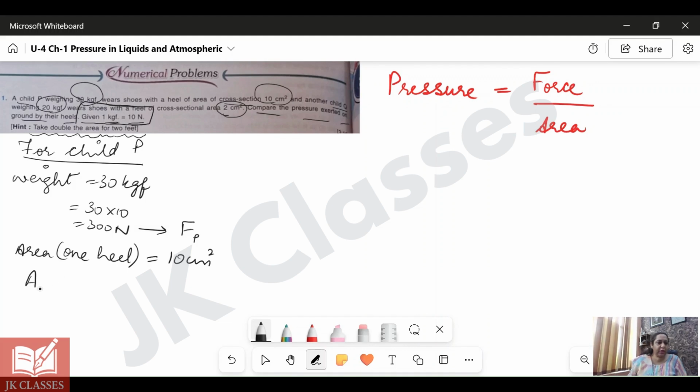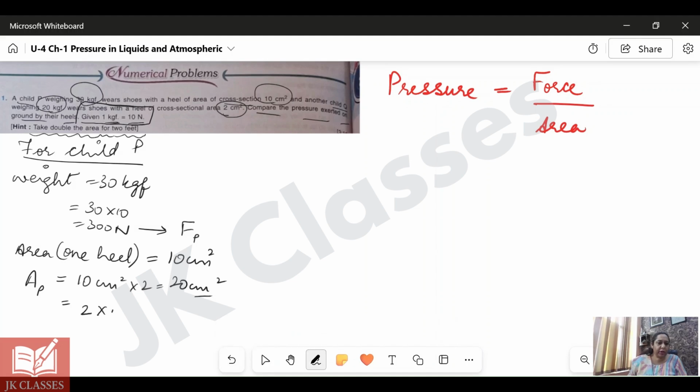We have to consider 2 feet, so we will double the area. That means area in contact in case of child P will be equal to 10 centimeter square into 2, comes out to be 20 centimeter square. We want everything to be in SI units, so we will convert centimeter square to meter square, and it comes out to be 2 into 10 raised to the power minus 3 meter square, right? So this we get area for child P.